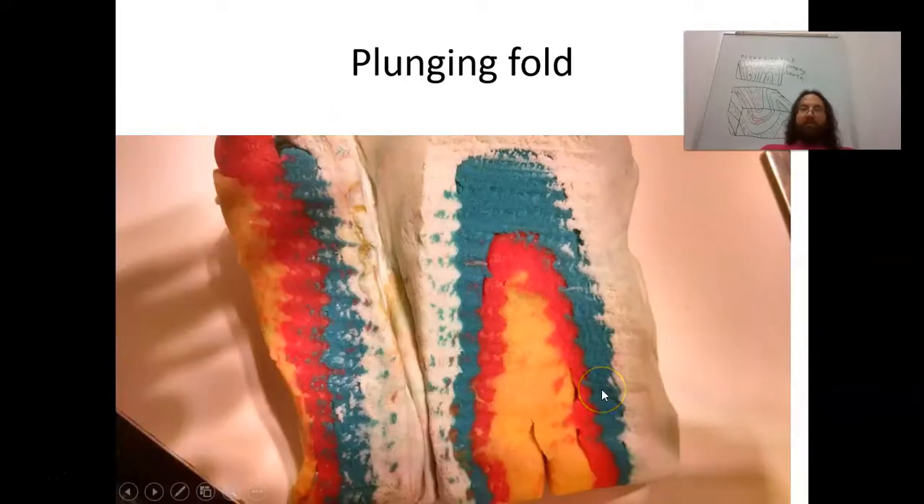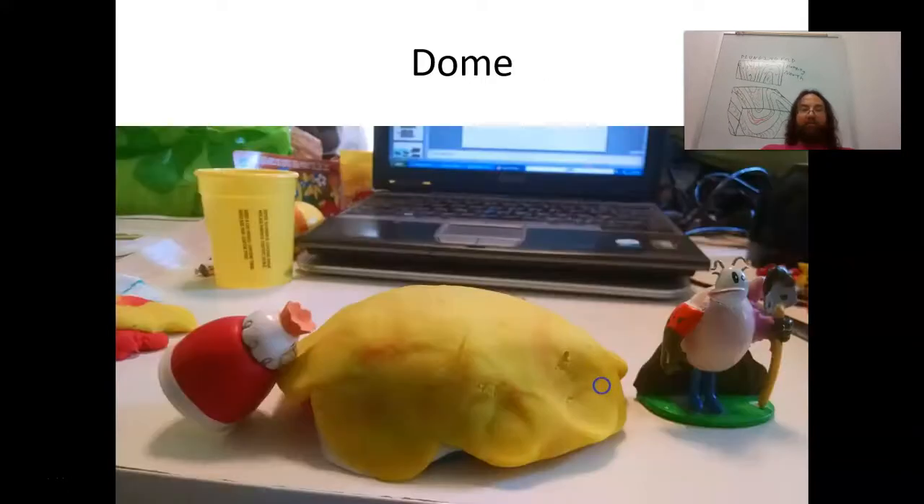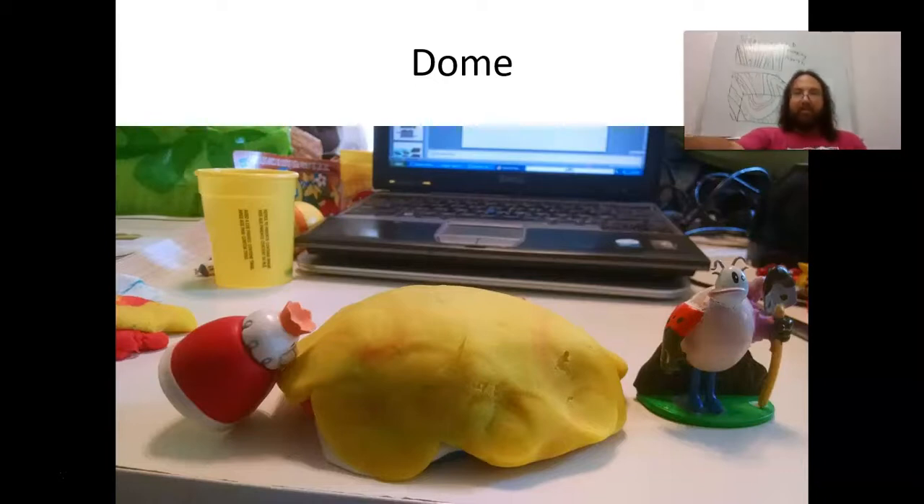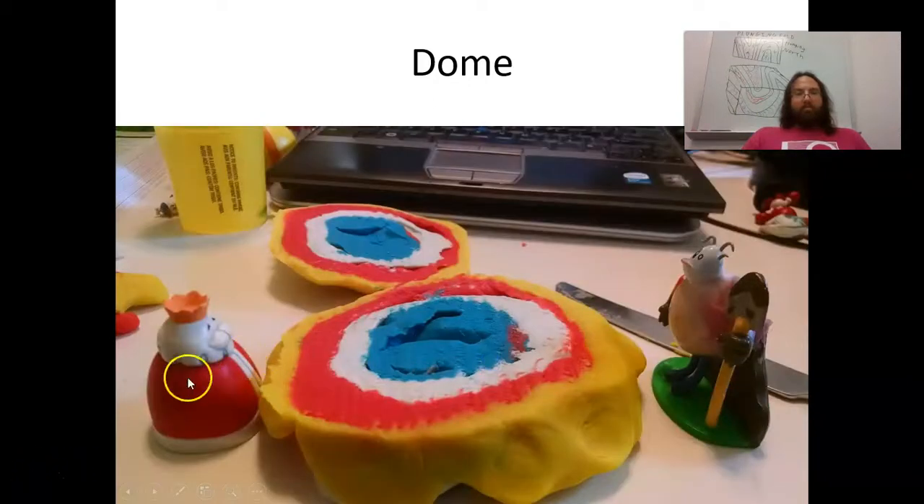So here's another shot of that plunging fold in map view. Now, what happens if, instead of a plunging fold, you have a place where all the dips are pointing away from the center? All the layers are dipping away from the center. You have something called a dome. As you can see, you'll see these sort of concentric outcrops.